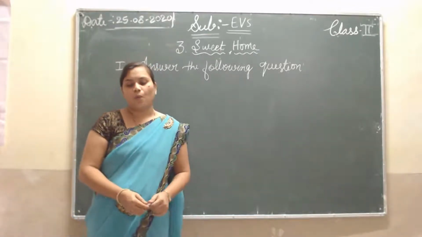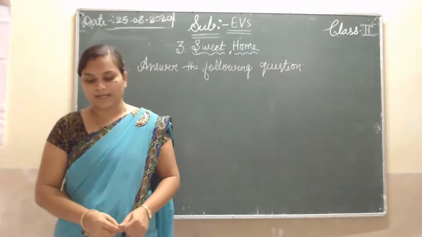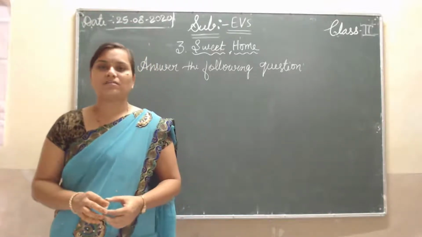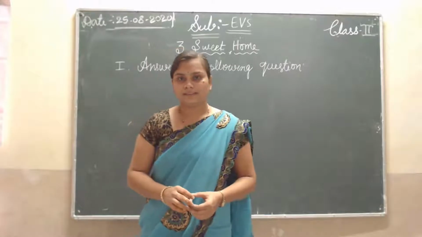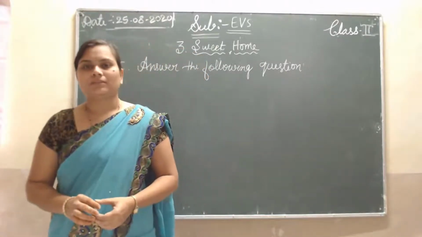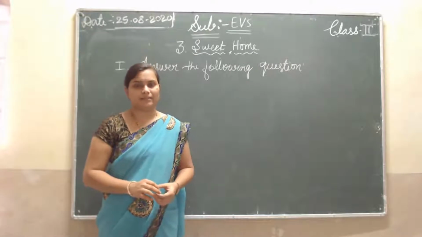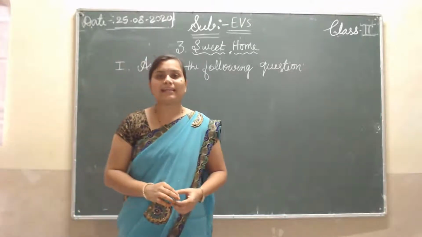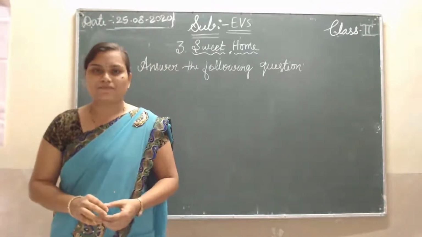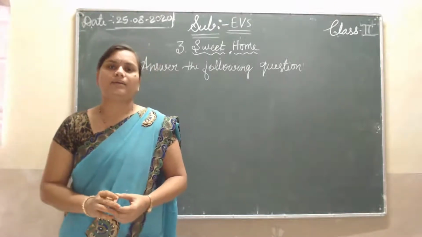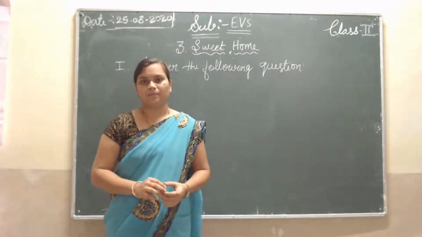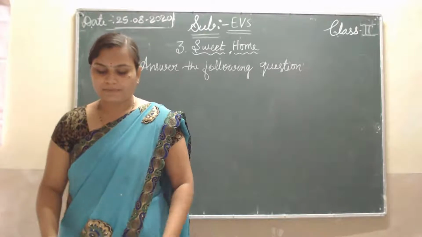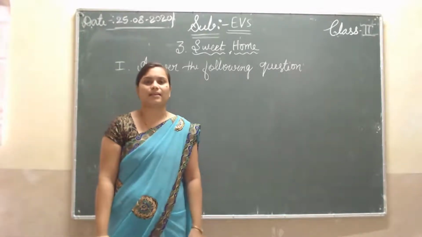Third question is, why are flats more common in cities? Students, I already told you why flats are more common in cities. Because in cities, land is less and demand for houses is more. That's why flats are in most demand in cities. Next, fourth question. Name the materials that are used to construct a house.